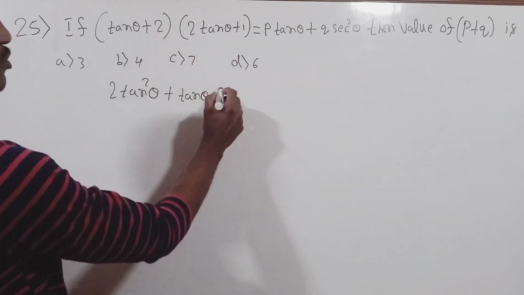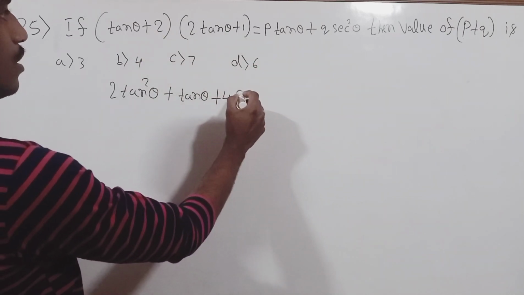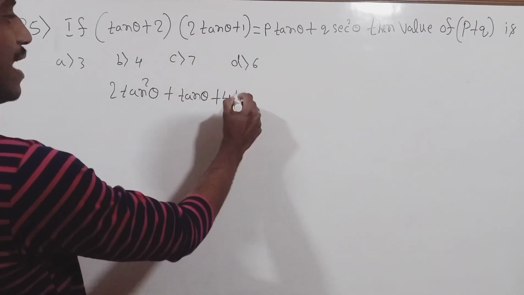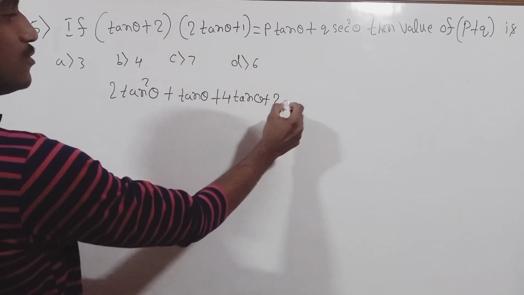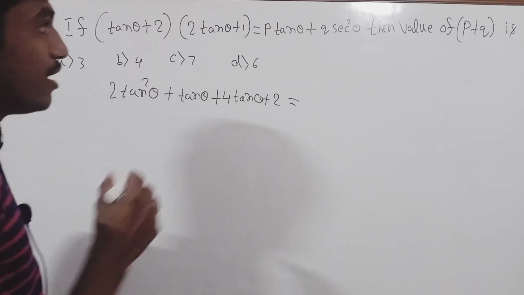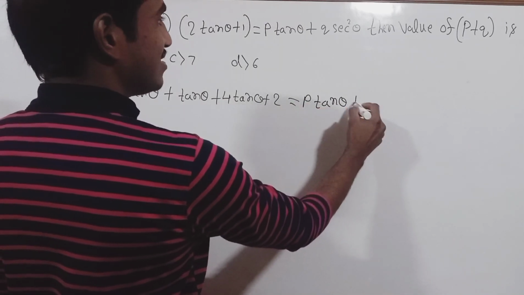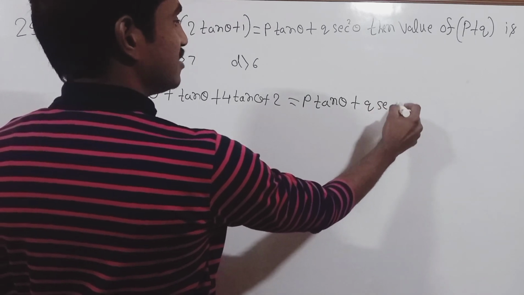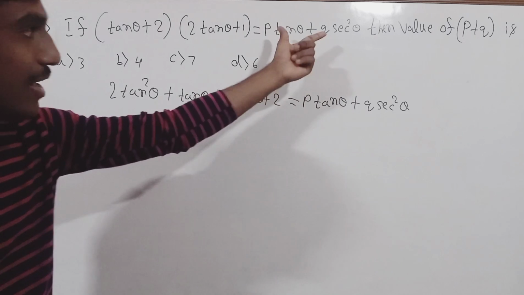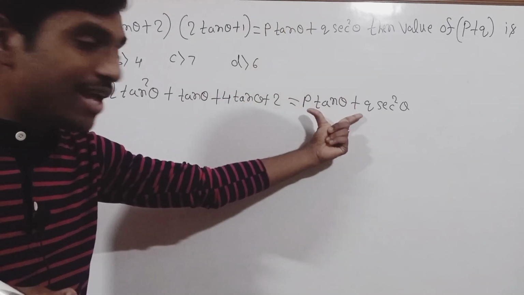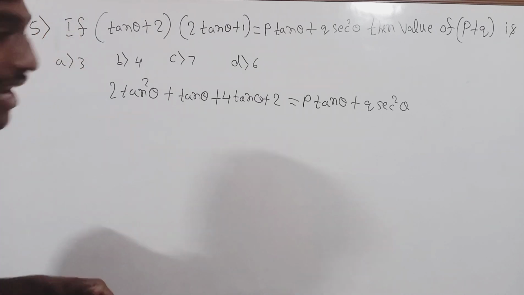Then plus 2 into 2 is 4. And then plus 2 into 2 is 4 tan theta, plus 2 into 1 is 2. So which is equal to here P tan theta plus Q secant square theta. So we got the right hand side, let's keep it like that only, P tan theta plus Q secant square theta, because we are trying to equate the LHS with the RHS.